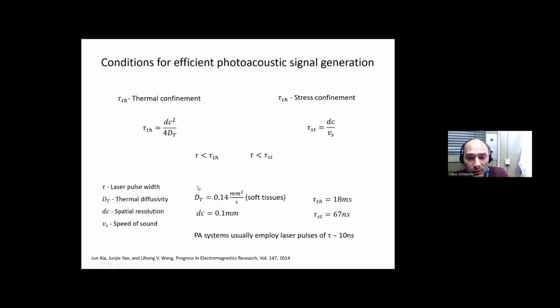One example is if you have this thermal diffusivity of soft tissues, that's 0.14, we can get a thermal confinement of 18 milliseconds, for this resolution of 100 microns, and a stress confinement of 600 nanoseconds, more or less. So if you use a pulse laser of 10 nanoseconds, this is a very good condition, or fulfills these conditions. These 10 nanoseconds are usually the lasers employed by photoacoustic systems.